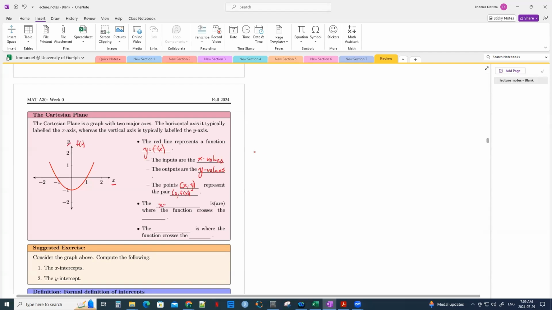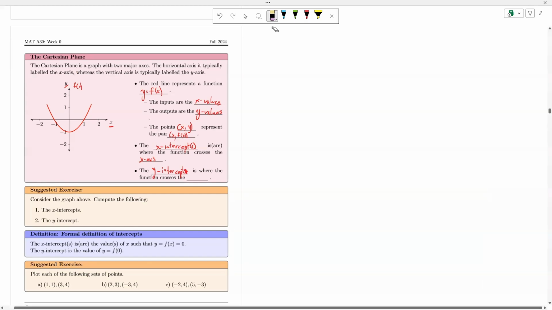The x-intercepts are where the function crosses the x-axis. And the y-intercept, I should say, is where the function crosses the y-axis. So if we consider this function above, compute the x-intercepts and the y-intercept.